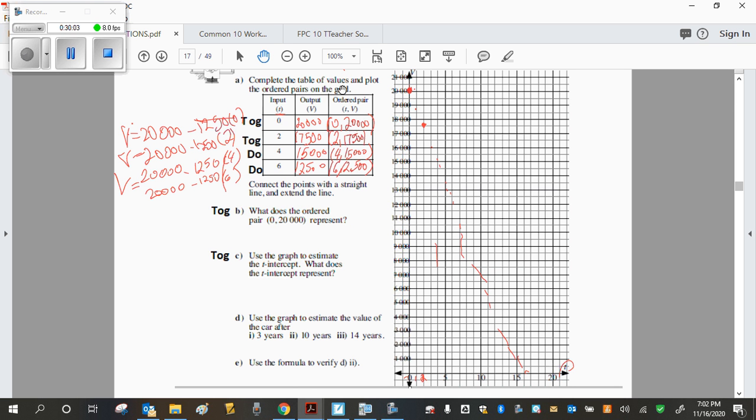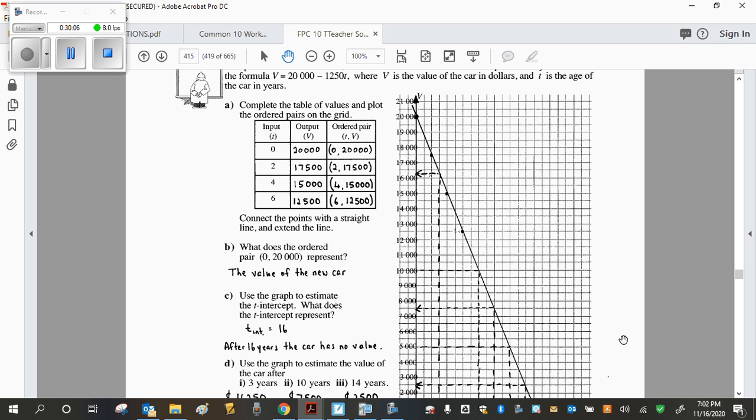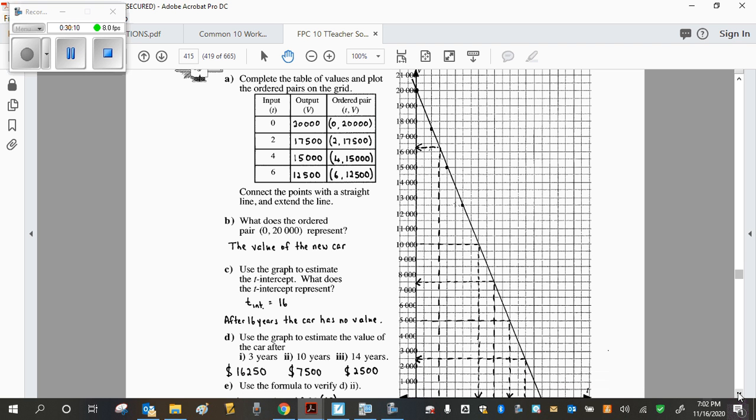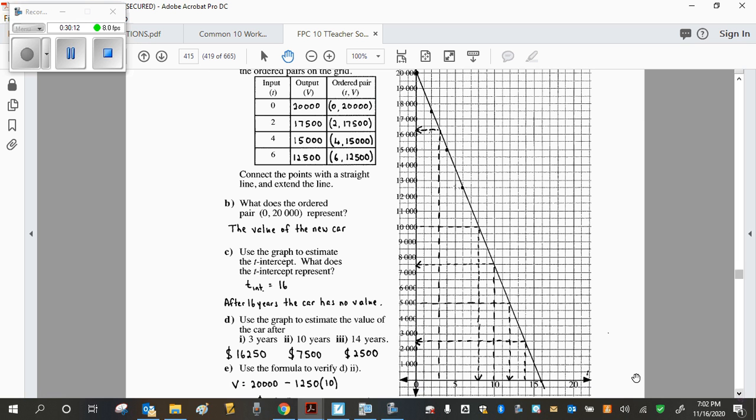And here is the answer. Okay, first let's go to B. It says, what does (0, 20,000) represent? Also known as the y-intercept. Go ahead and write that down.